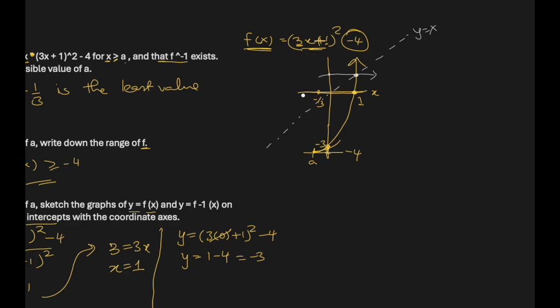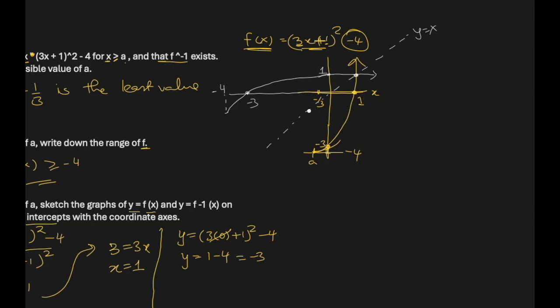Okay, then minus 3 will be the minus 3 on the x-axis. So if there is 1, minus 3 will be somewhere here. And let's join that. And this will be minus 4. This will be minus 3. This will be positive 1.